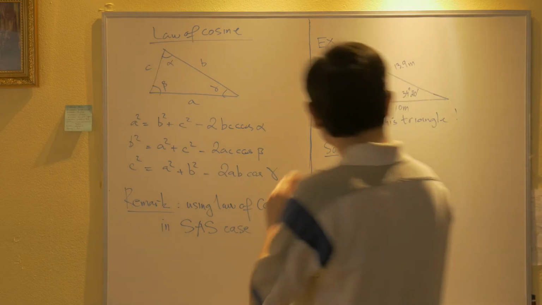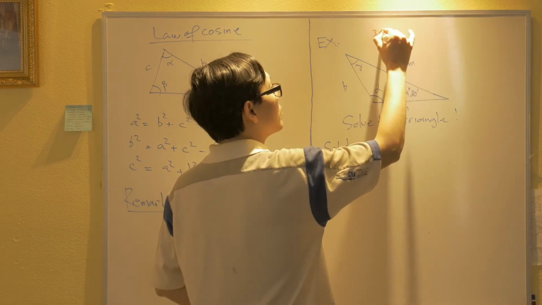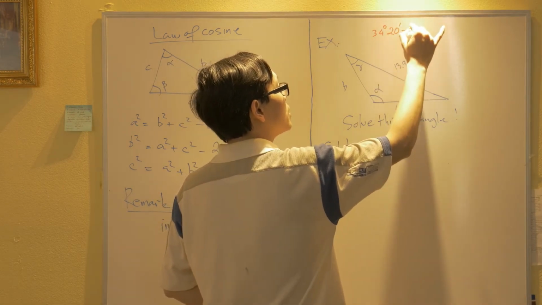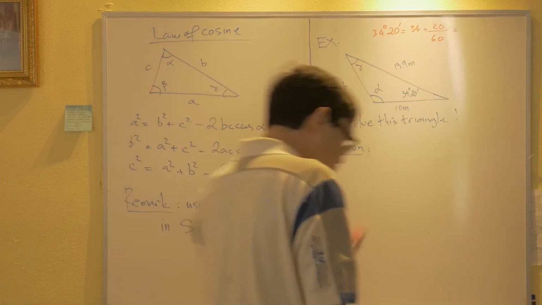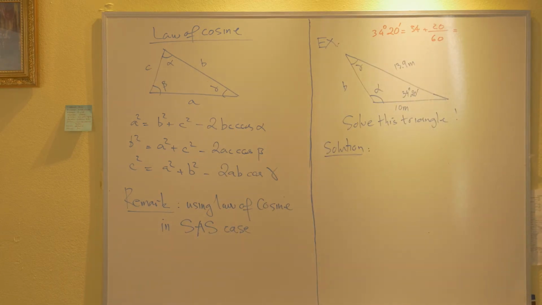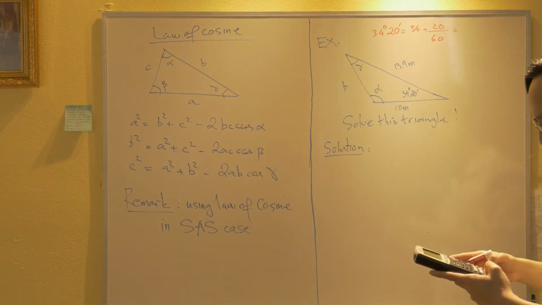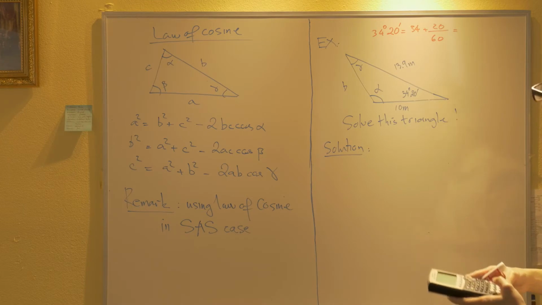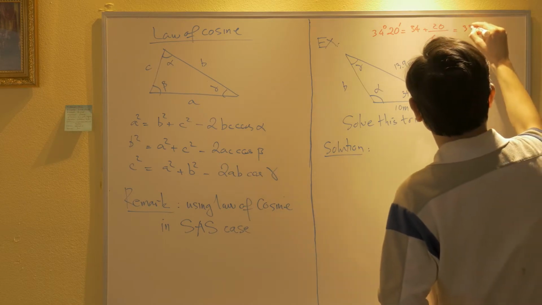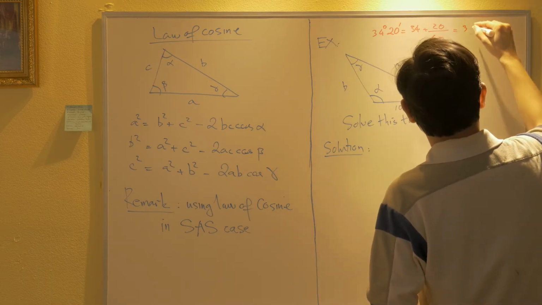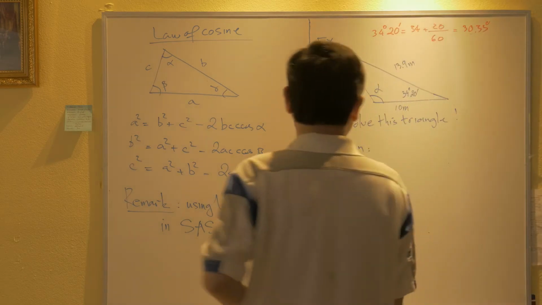Before we can use the law of cosine, I want to convert this angle to degrees. So 34 degrees 20 minutes will be 34 degrees plus 20 minutes divided by 60. We have 20 divided by 60 is 1/3, so 1 divided by 3 plus 34, we have 34.33 degrees. Then I can apply the law of cosine.